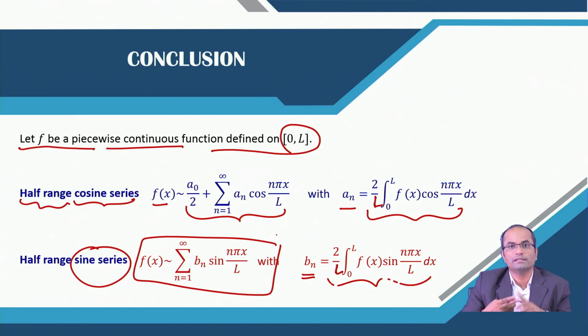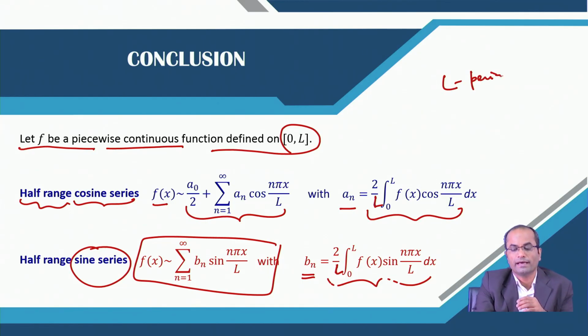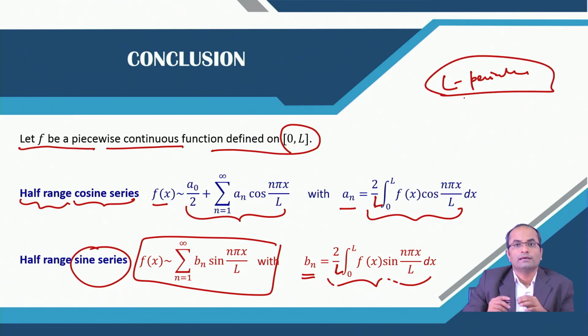Given a function in the range 0 to L, we can construct its Fourier series, which in general will have both sine and cosine terms, and the Fourier series will converge to an L periodic function, and exactly this period will be defined by the given function on 0 to L, because we have written its Fourier series.